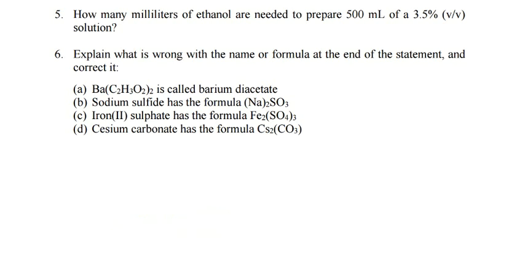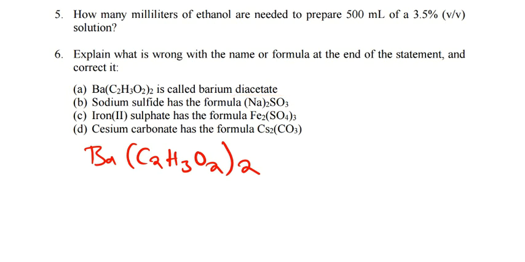Now, one of the simple questions as well is 6. Here we are told to explain what is wrong with the name or formula at the end of a statement. Okay, look at the first one. Barium C2H3O2 2. Okay, so barium diacetate.